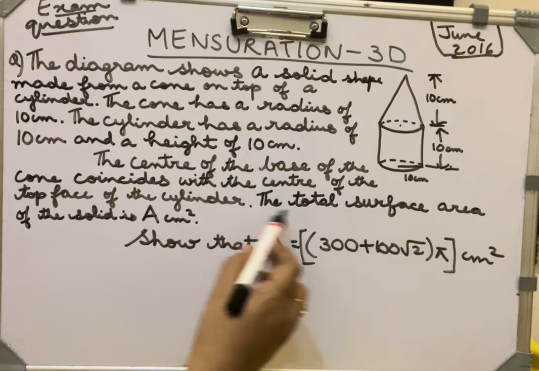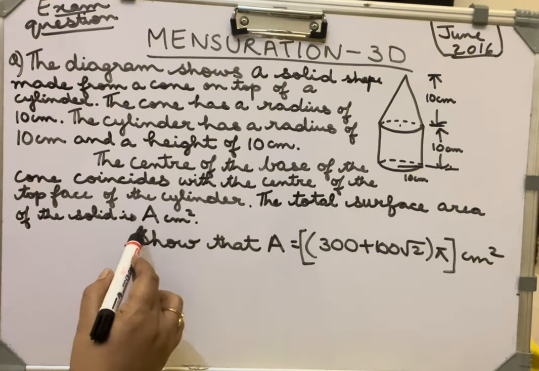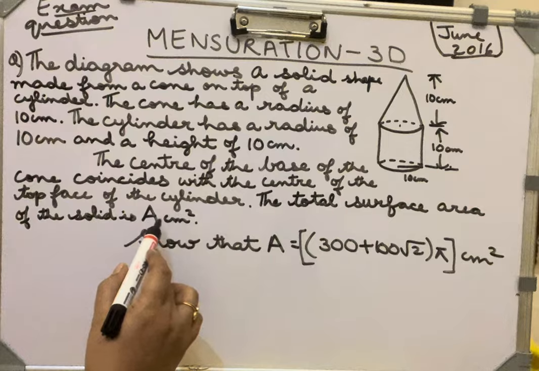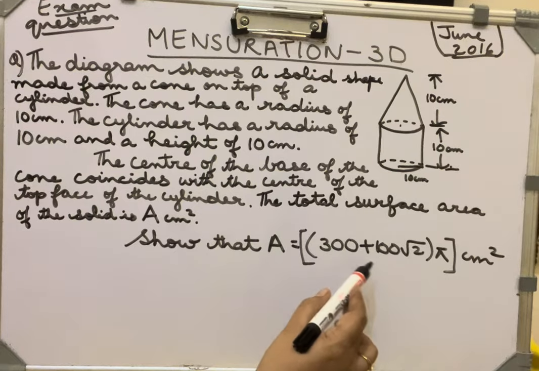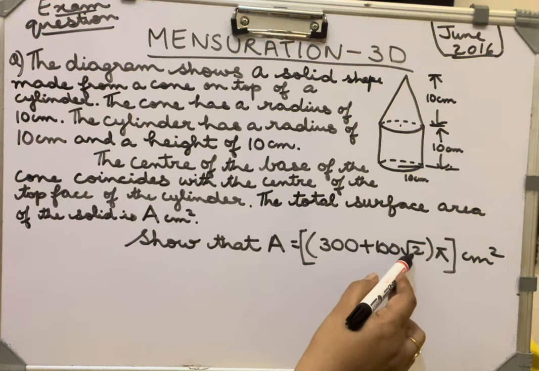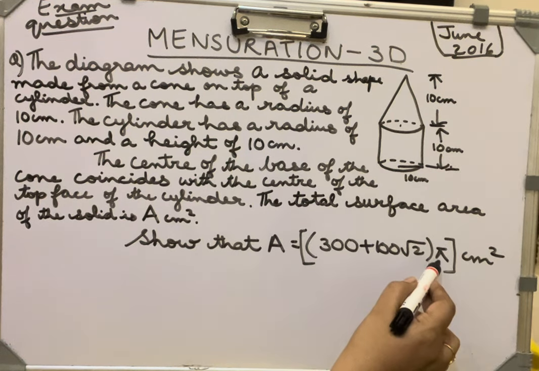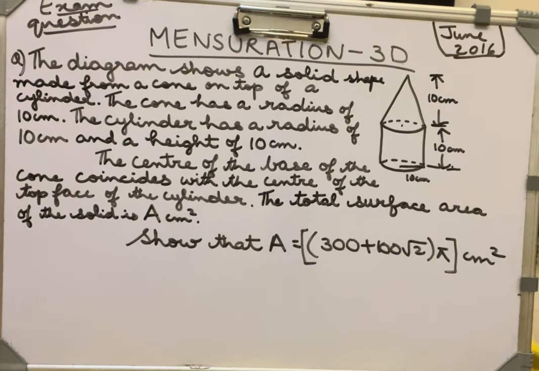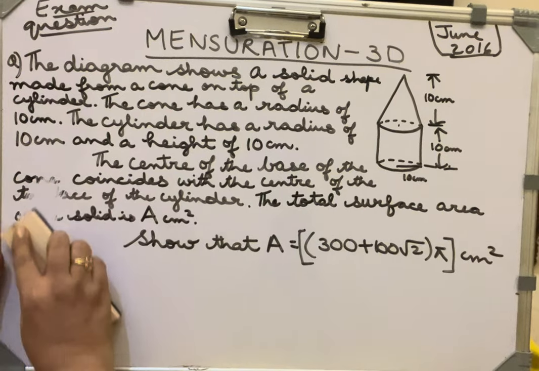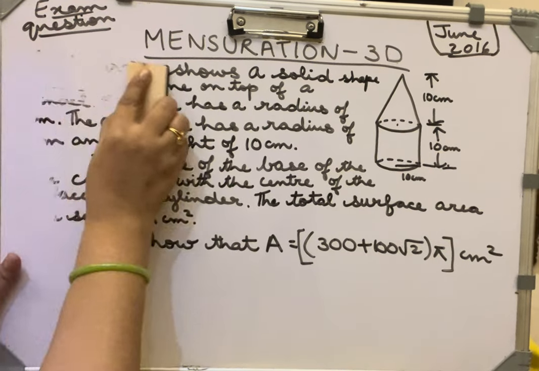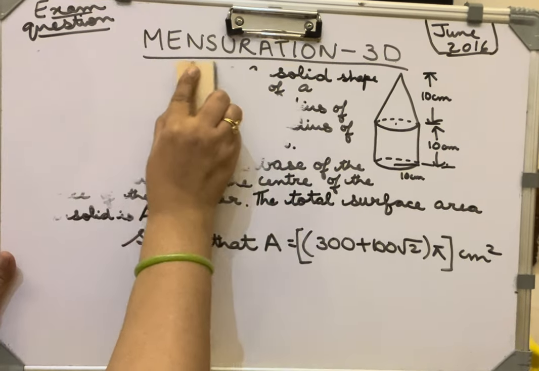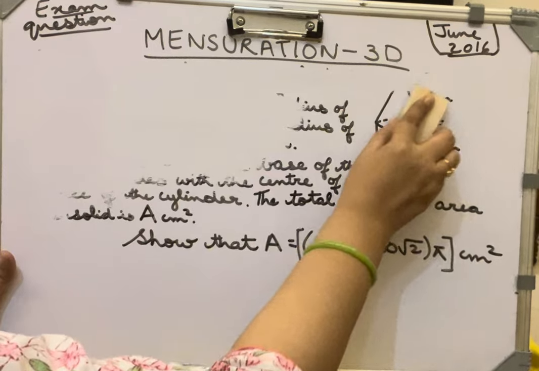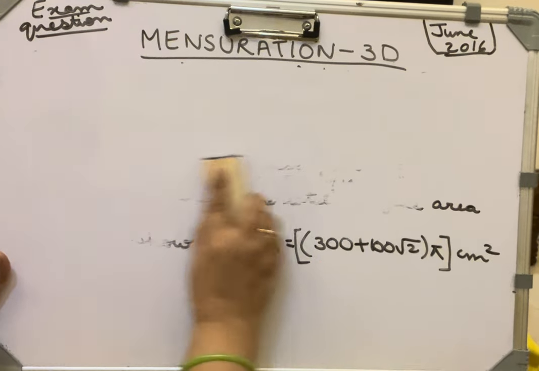The total surface area of the solid is A cm square. Show that A is equal to (300 plus 100 root 2) multiplied by pi cm square. So let's begin solving and give me a moment to erase this part.